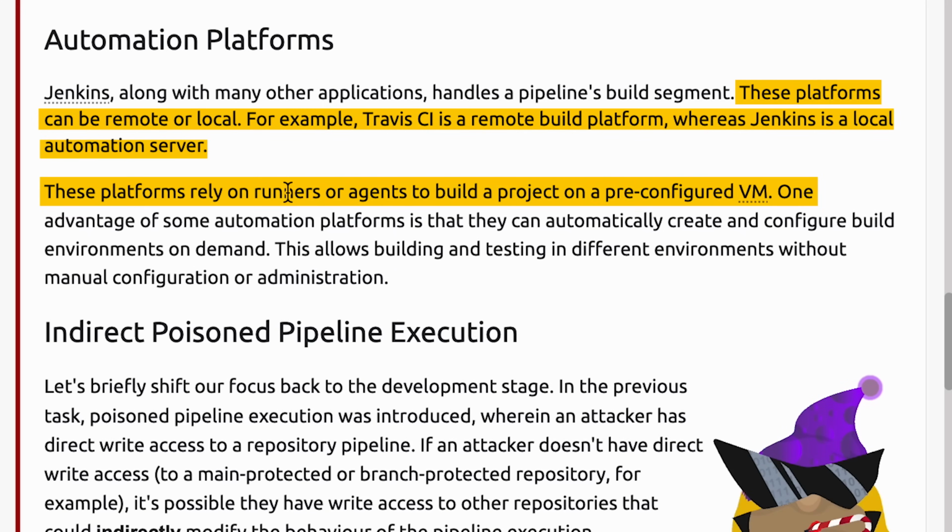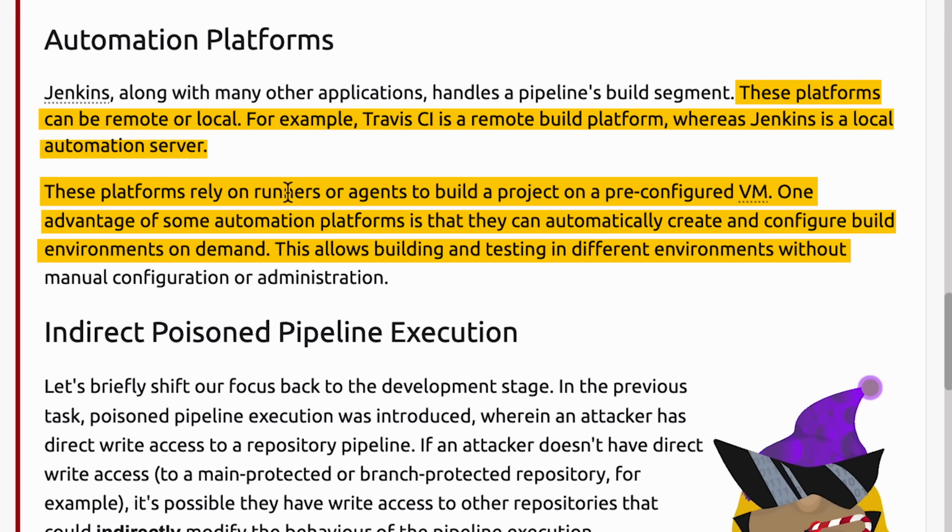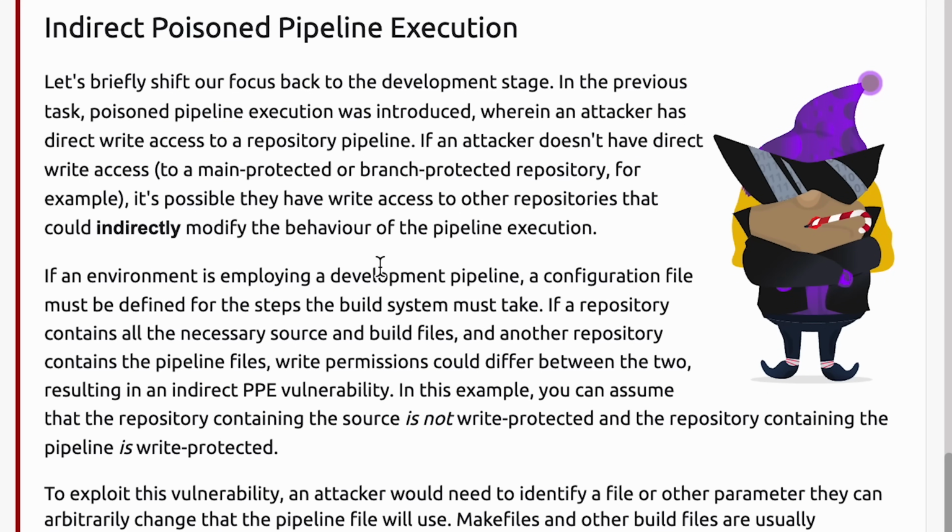These platforms rely on runners or agents to build a project on a pre-configured VM. One advantage of some automation platforms is that they can automatically create and configure build environments on demand. This allows building and testing in different environments without manual configuration or administration. Next, let's look at how this pipeline execution attack actually works.